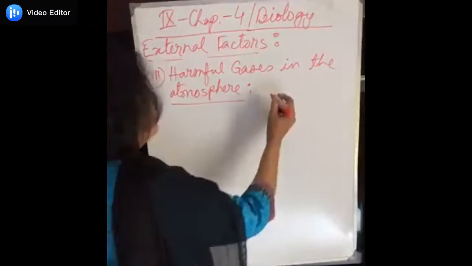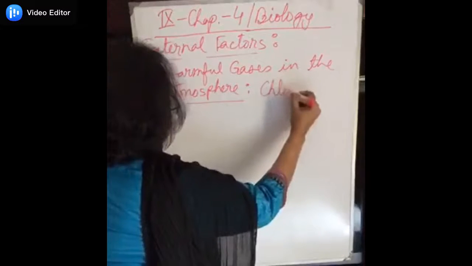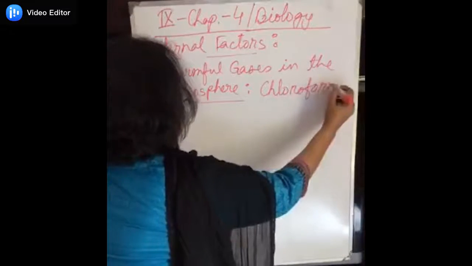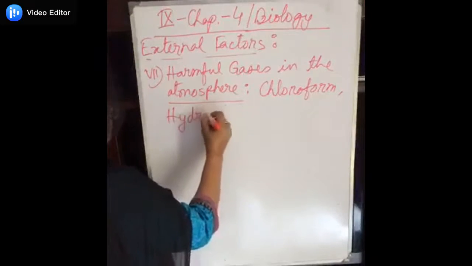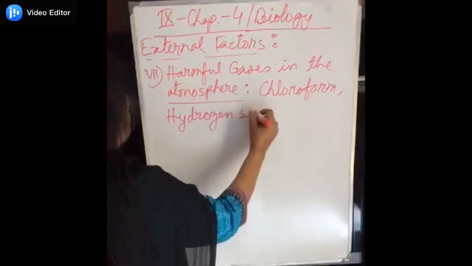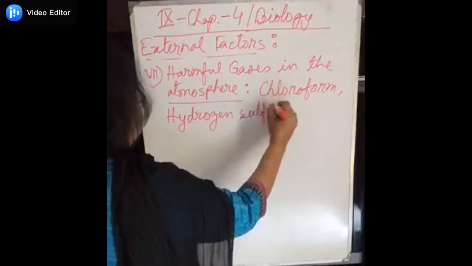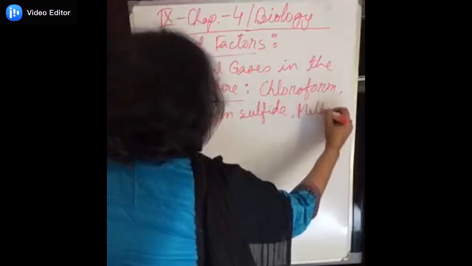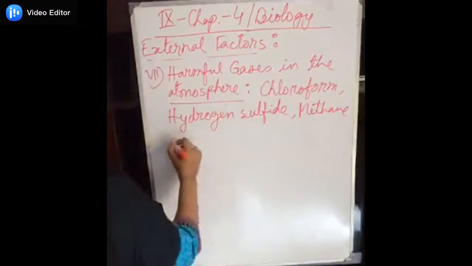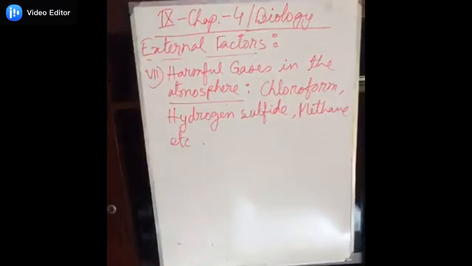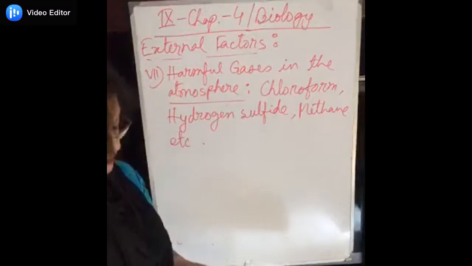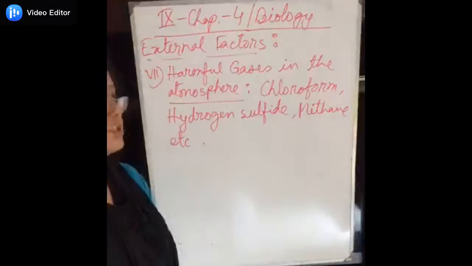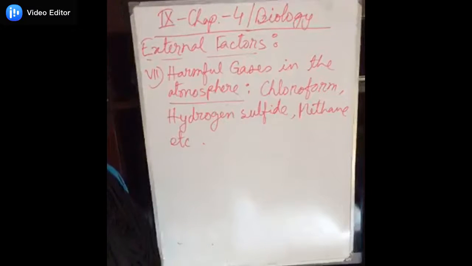Now, what are the gases? Chloroform, hydrogen, methane, etc. If these gases are present in the air, they inhibit the process of photosynthesis, and if photosynthesis doesn't occur, then the other living beings cannot exist.